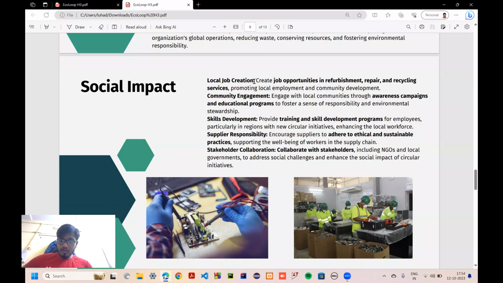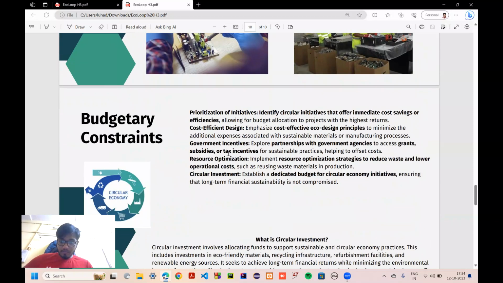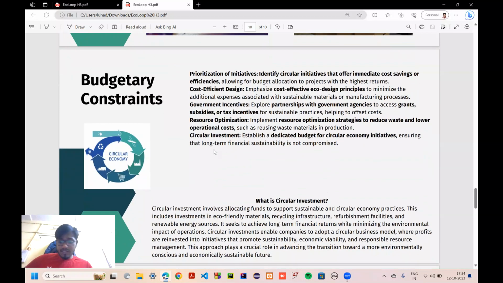So, this creates local job creation, community engagement, and educational programs. It leads to skills development, supplier responsibility also increases, and stakeholder engagement also increases. If I talk about all of these factors which Apple has considered, a major factor is budgetary constraints. It is often seen that when big companies are trying to incorporate the circular economy in their operations, they often face budgetary constraints. So how has Apple come up to solve this problem?